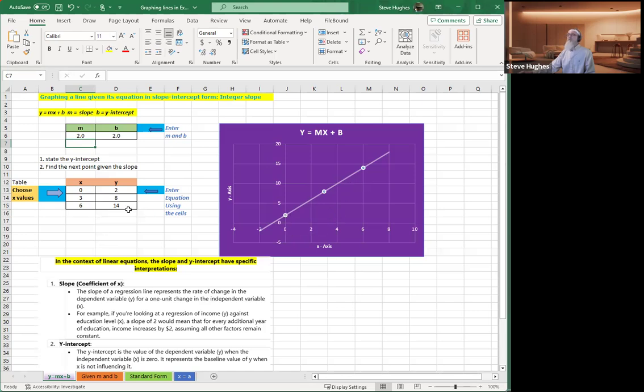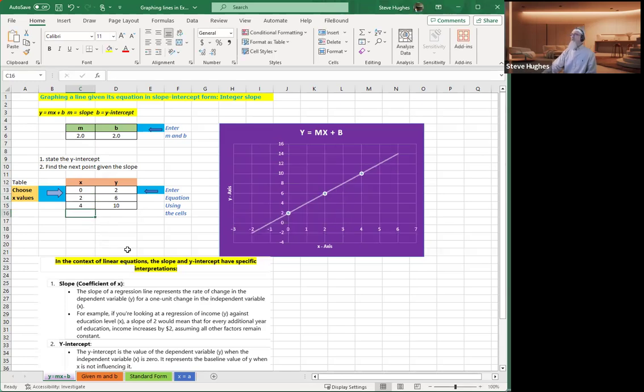All the way across. I can go over here and I can choose values of x. If I choose 2, 4, you can see the different points there, and you can see that my graph goes over 2, up 4, over 2, up 4. That's a slope of 2.